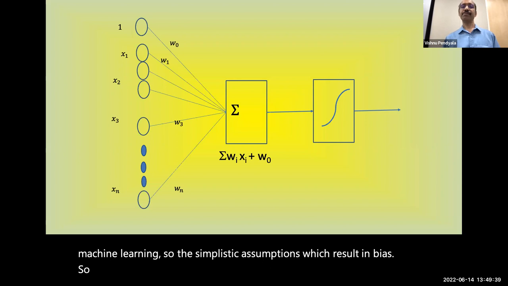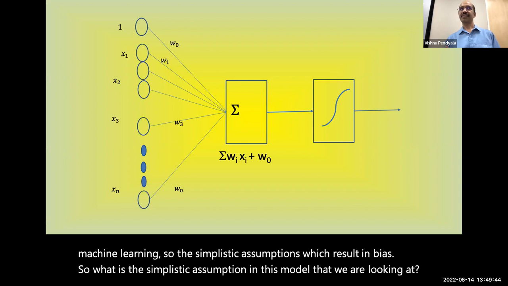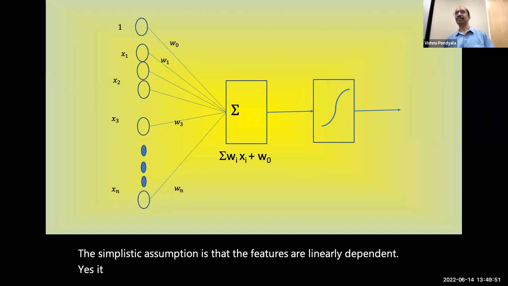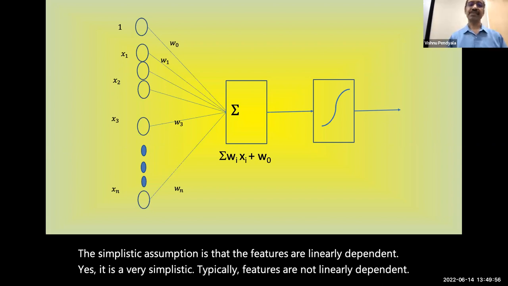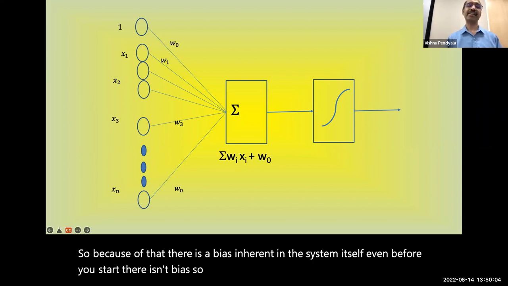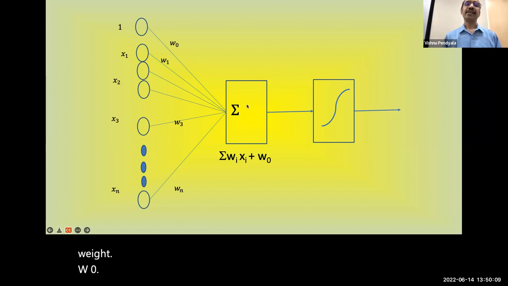So what is the simplistic assumption in this model that we are looking at? The simplistic assumption is that the features are linearly dependent. Yes, it's a very simplistic assumption. Typically, features are not linearly dependent. Because of that, there's a bias inherent in the system itself. Even before you start, there's a bias. That bias is characterized by the initial weight, W0. Now this weighted sum is quite intuitive, and this bias also is quite intuitive.